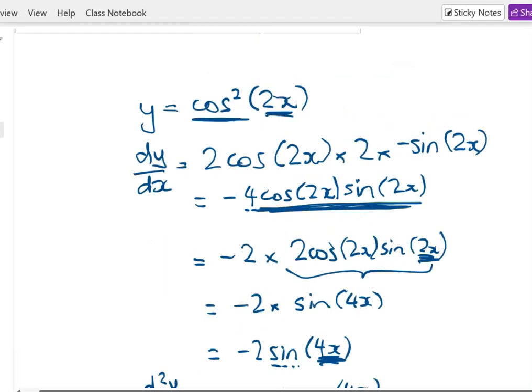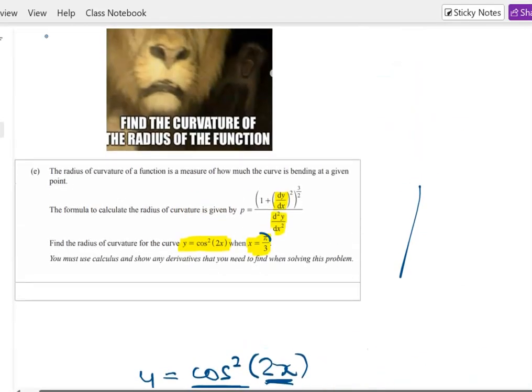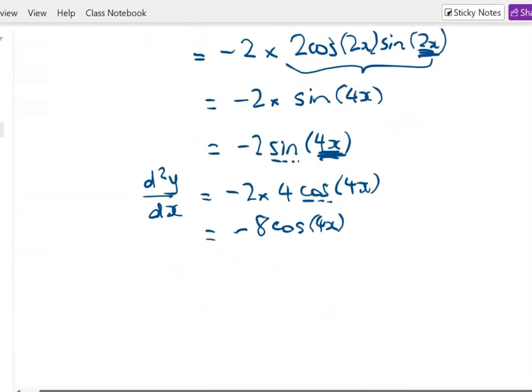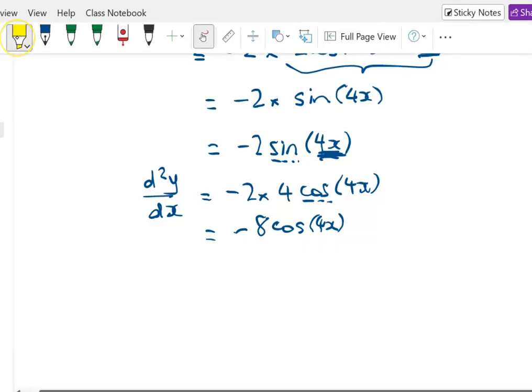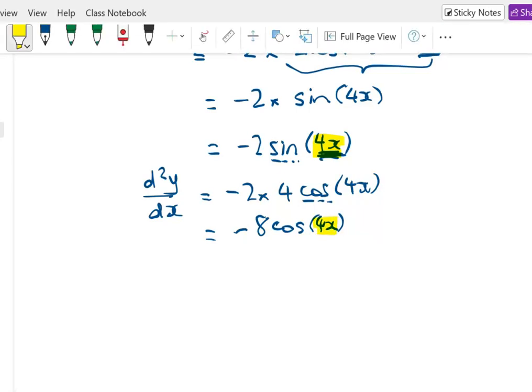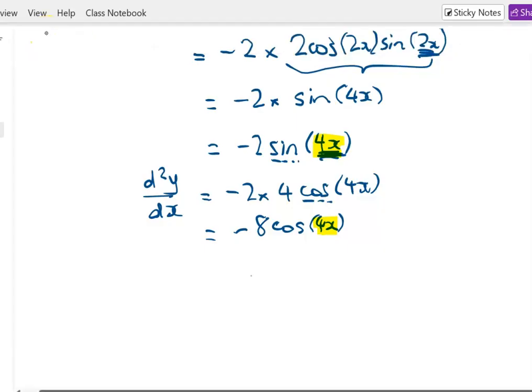Now to put it into that big function, we're going to be working with those derivatives at a specific point, which is x is equal to pi on 3. And in both of these, for the first derivative, we need to be using 4 pi on 3, and for the second derivative, we're going to be using 4 pi on 3. I can't remember if it said exact values or not, but I'm assuming it did.